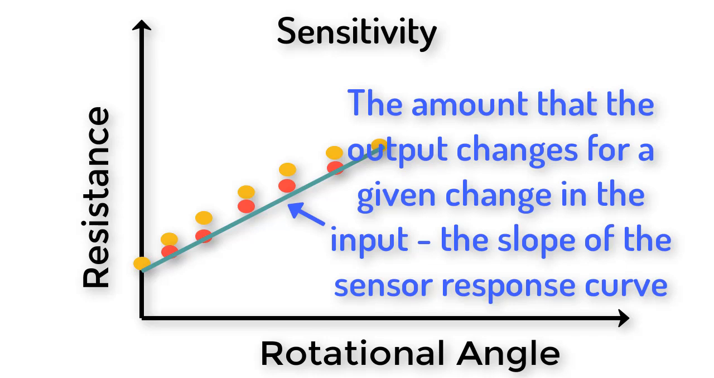Because of this, only a perfectly linear sensor has a single constant value for the sensitivity. A sensor that has nonlinearity error will have a sensitivity that depends upon the value of the input. For example, it might have a greater sensitivity at lower values of the input and a lower sensitivity at higher values.